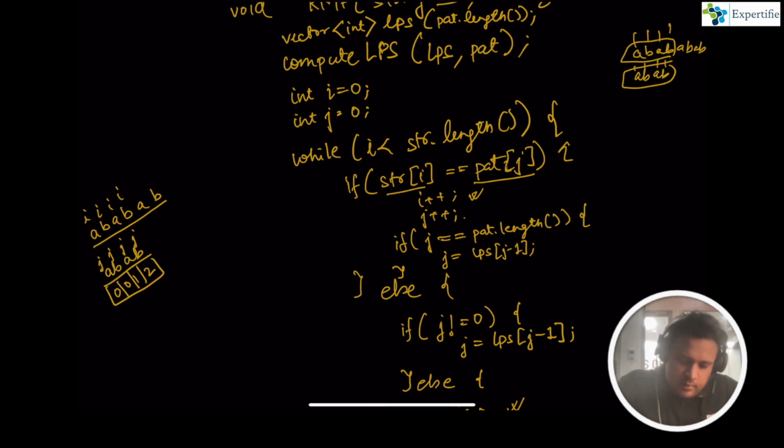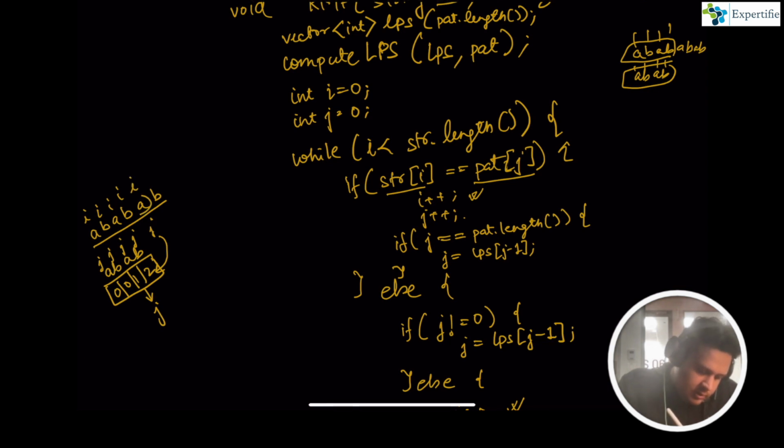So here j says go make j equal to LPS of j minus 1. So what is LPS of j minus 1? When j comes here, then it says go to position number 2. Position number 2 is this. So j comes here and i goes here.